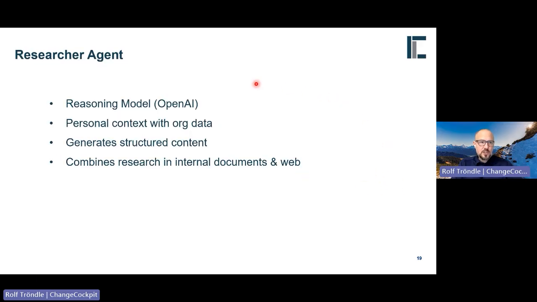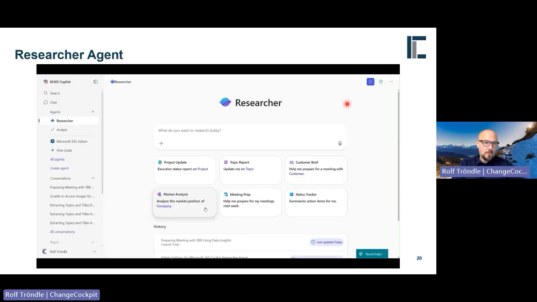Then we have the researcher agent. That's basically the reasoning model integrated into Copilot chat. It will use your personal context within your organization data, like regular chat. It will generate structured content and combine some internal documents and web. Let's have a look at this one too.